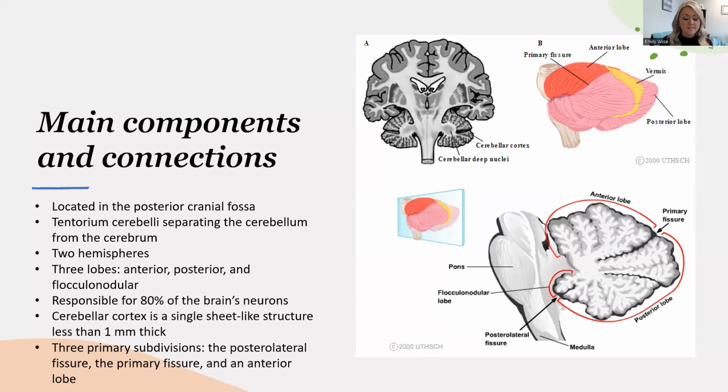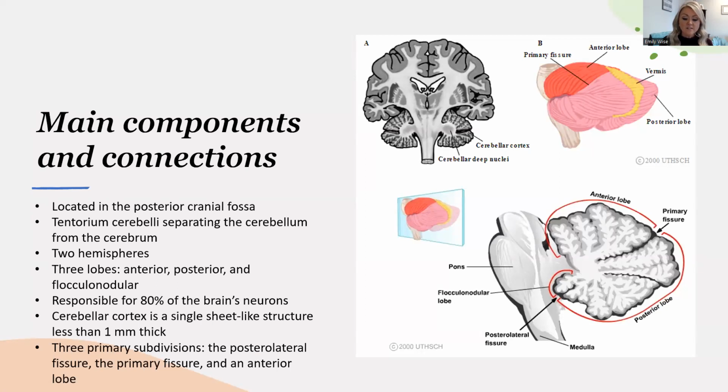The main components and connections. The cerebellum is part of the motor system located in the posterior cranial fossa and serves as the largest part of the hindbrain. It is behind the fourth ventricle, the pons, and the medulla oblongata, with the tentorium cerebelli separating the cerebellum from the cerebrum.